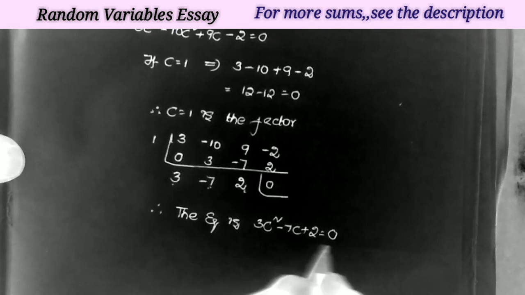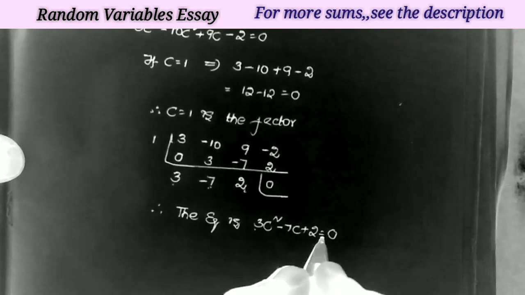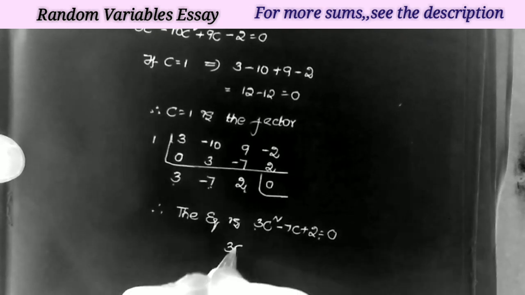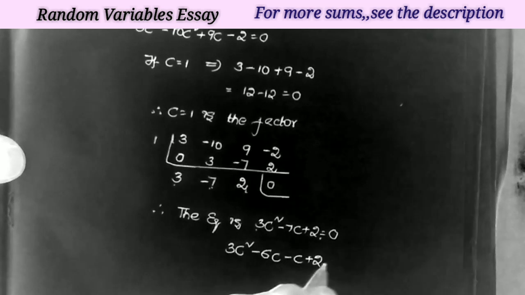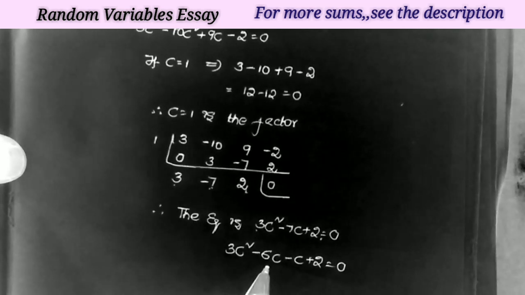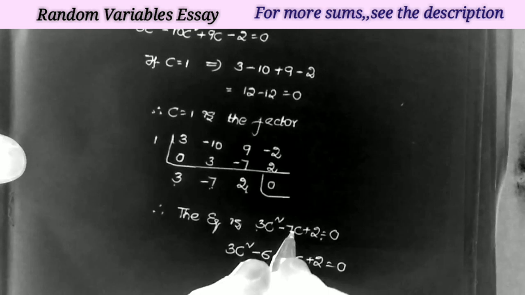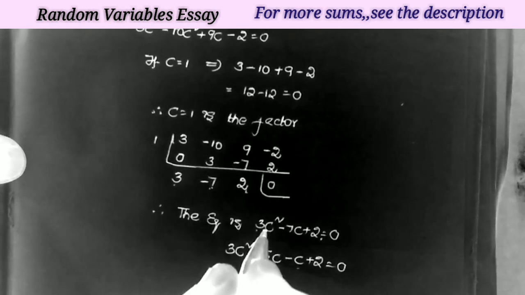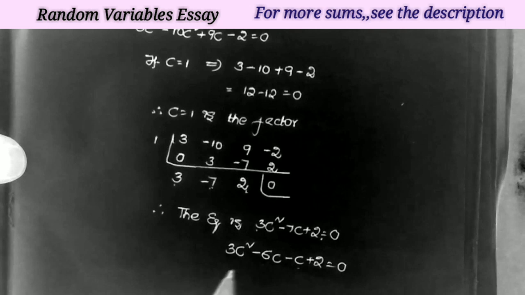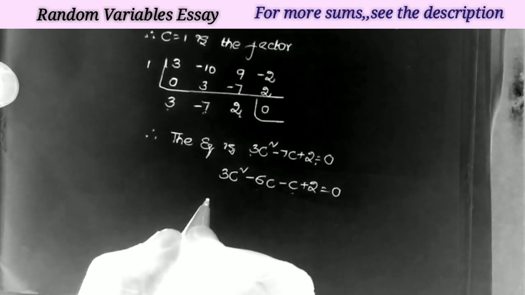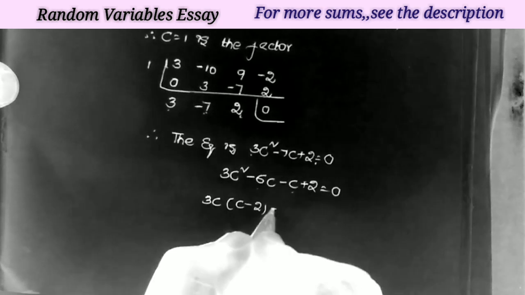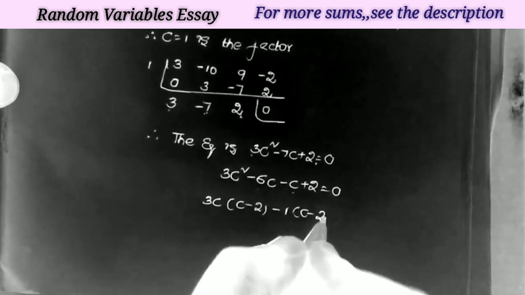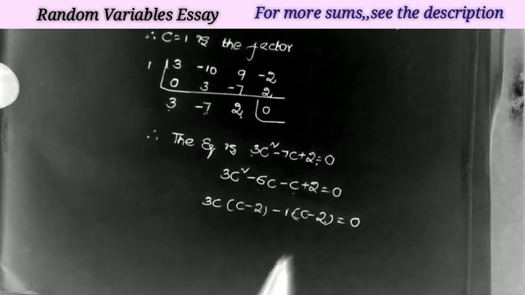Now doing the factorization to get the remaining two values. 3 twos are 6. Now what are the factors? 3c square minus 6c minus c plus 2 is equal to 0. Minus 6c minus c is minus 7c, and minus 6 into minus 1 gives a product of plus 6. Now what is common in the first two terms? Taking 3c common here, 3c into c minus 2, and here minus 1 common, minus 1 into c minus 2 equals 0.